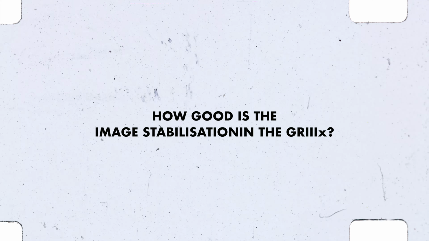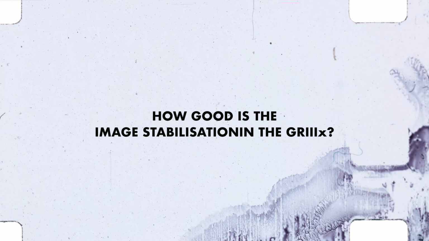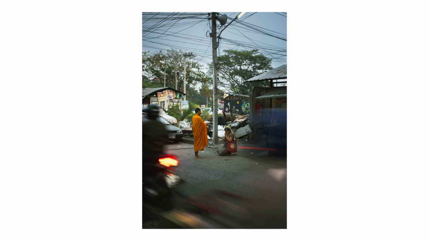How good is the image stabilization in the GR3X? The IS in this camera is stunning. It's so good. You can shoot up to 1/10 of a second with this thing with particularly steady hands. I've read and I've seen online that people have honestly said that they have shaky hands, and that this camera has been able to do the job perfectly for them.